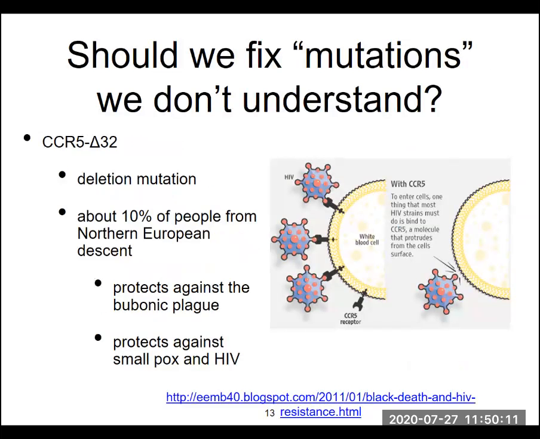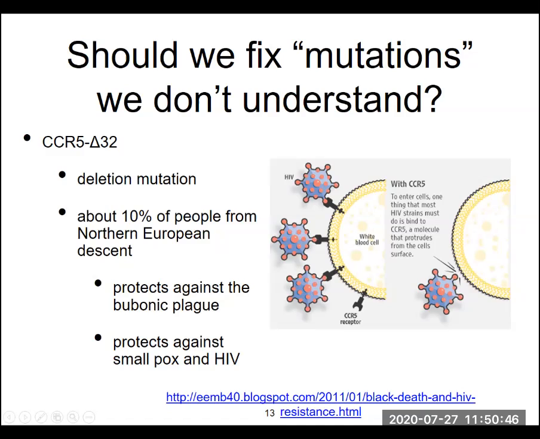So another example of this: should we fix mutations that we don't understand? We take a look at this one, CCR5 delta 32. Don't worry about the name. It's a deletion mutation. It affects about 10% of the people of Northern European descent, and it protects against the bubonic plague. That's pretty good. A lot of things going on in 2020, but not quite the plague yet, but it's still early. But this deletion also protects against smallpox and HIV.